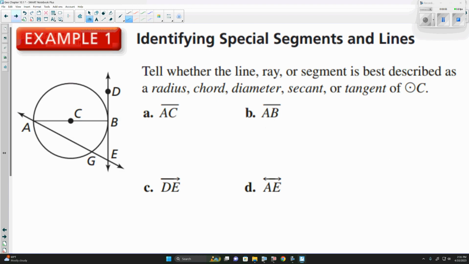Now, if we look at this figure, tell whether the line, ray, or segment is best described as a radius, chord, diameter, secant, or tangent of circle C. The first one we're going to look at is AC. Radius. Because a radius, by definition, is a segment that connects the center of the circle to a point on the circle. That's it.